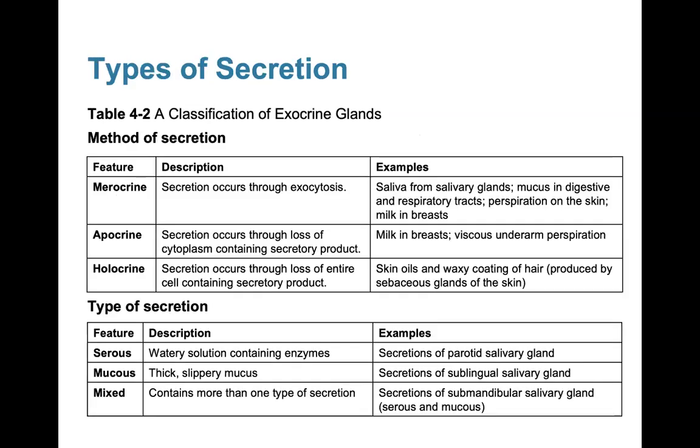So this just goes over the different types of secretion. And this is something you want to look over. Okay, merocrine, apocrine, holocrine, these are different types of exocrine glands that can exist. And then we also have other types of secretion, such as serous fluid. This is something that's very popular, especially with your salivary glands.